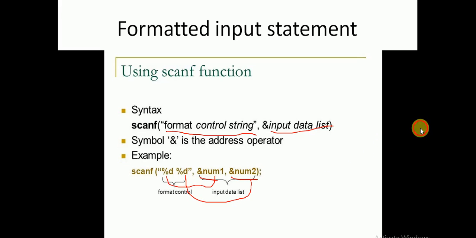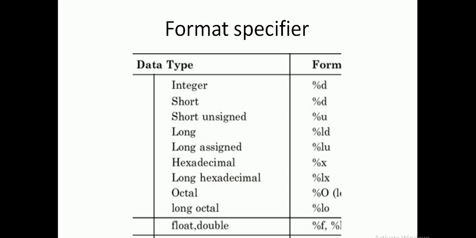Next we'll discuss format specifiers. What are format specifiers? We have already seen that format specifiers should be specified in the printf and scanf statements. For integers it is %d. For short integer it is %d. Short unsigned integer %u. For long, %ld; long unsigned, %lu. Hexadecimal %x, long hexadecimal %lx. Octal %o, long octal %lo. For float and double we write %f and %lf. For characters we have to specify %c.